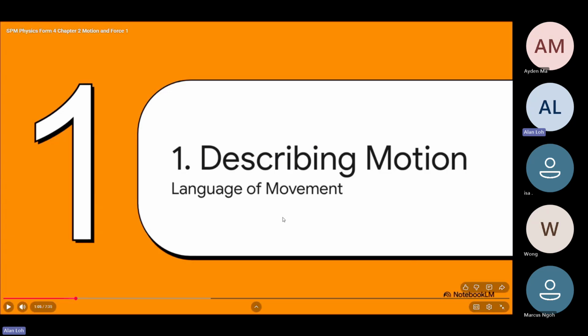Okay, first things first. Drawer number 1, linear motion. Before we can really dig into the why of motion, we need to get on the same page about the what. We've got to learn the vocabulary, the basic language that physicists use to describe how things move around.